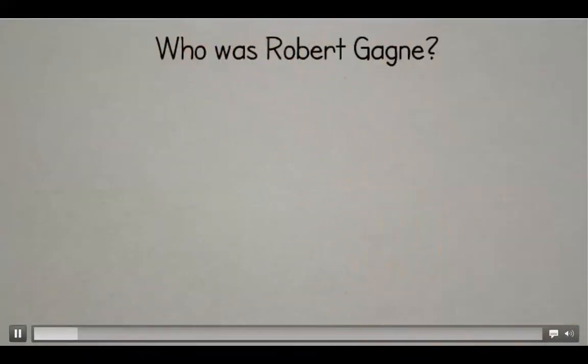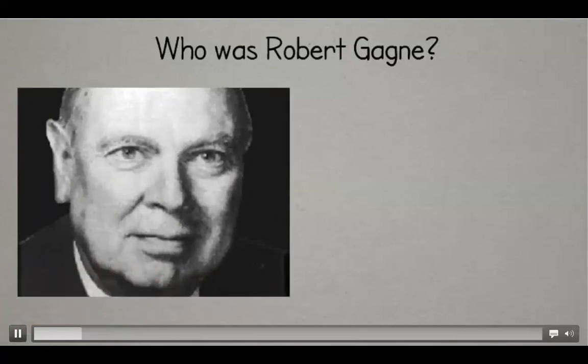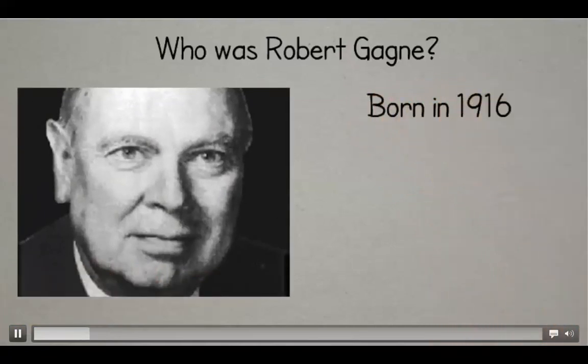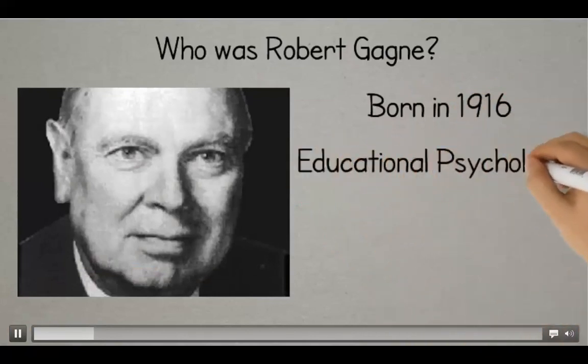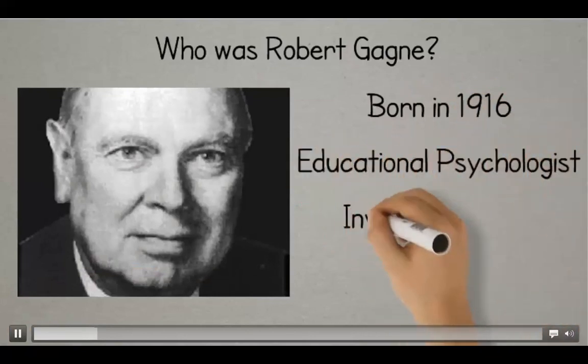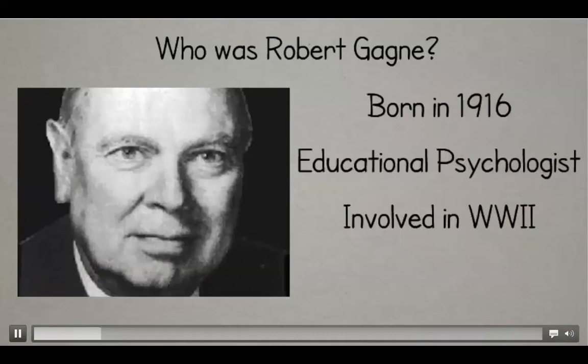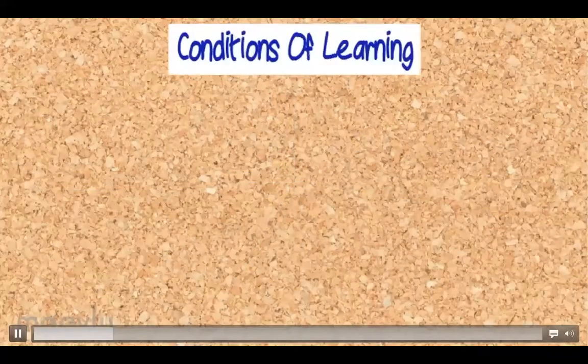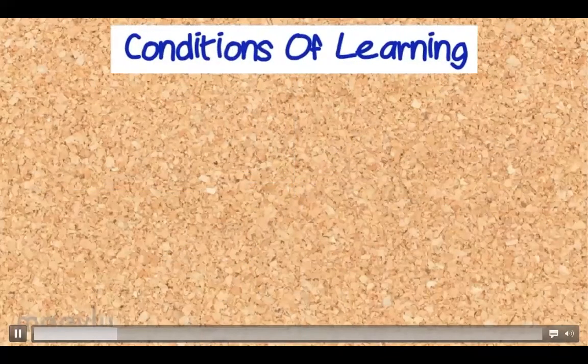So who was Robert Gagne? Well, he was born in 1916 in Massachusetts. He trained as an education psychologist and worked in aviation during World War II. After the war, he returned to education and went on to write his seminal work, The Conditions of Learning, in 1965. Gagne states that there are many types of learning, which require different instruction.